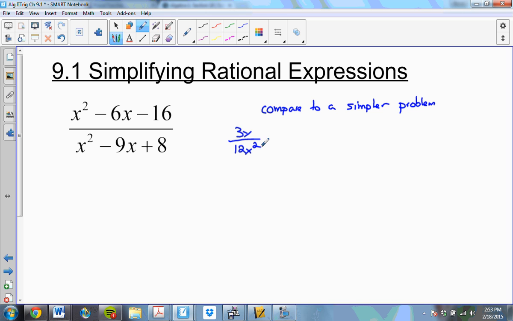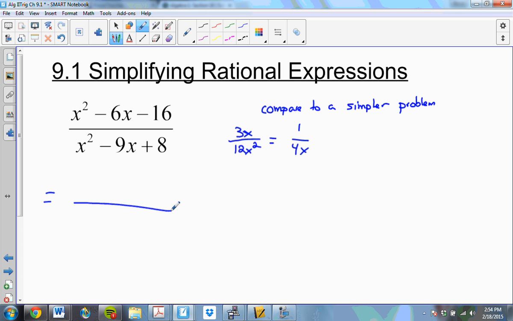Just a couple things on top of each other, 3x over 12x squared. Well, the 3 and the 12 would cancel to become a 1 and a 4, and the x over x squared becomes 1 over x, so your answer is 1 over 4x. Basically all you did was find the common factors and cancel them. Well, the factoring doesn't go away, and I talked about that when we did factoring in chapter 5. You'll always be factoring in this class at some level.